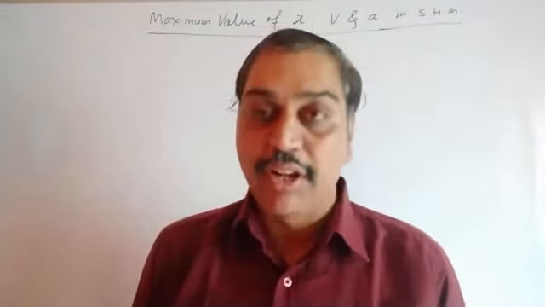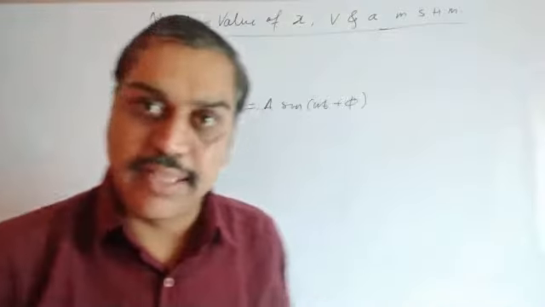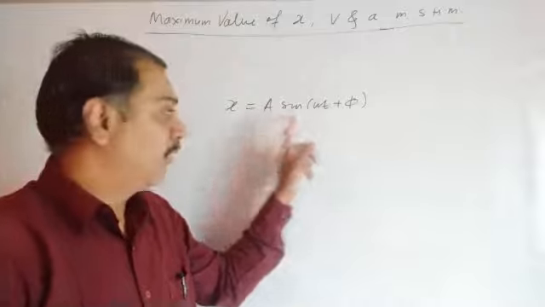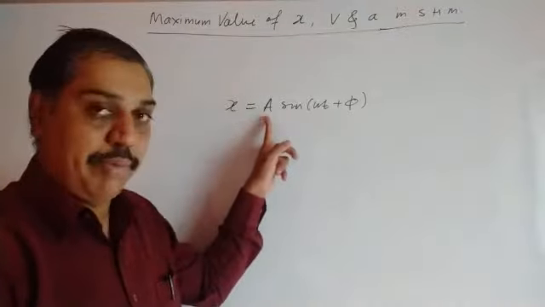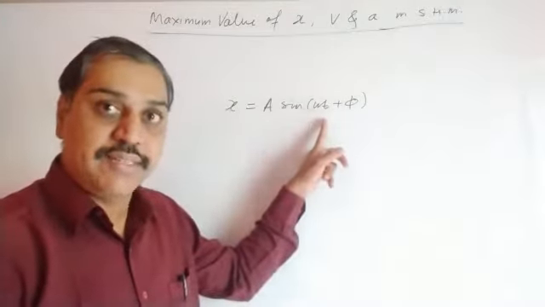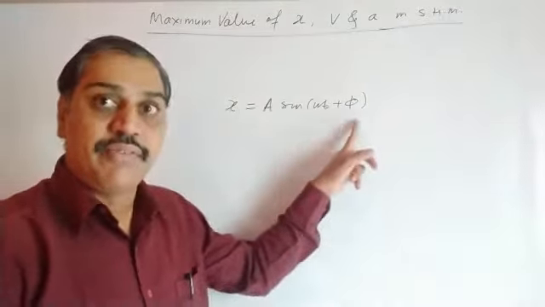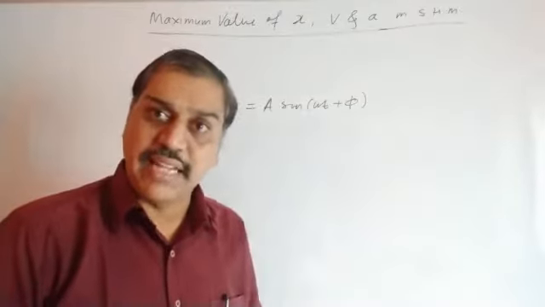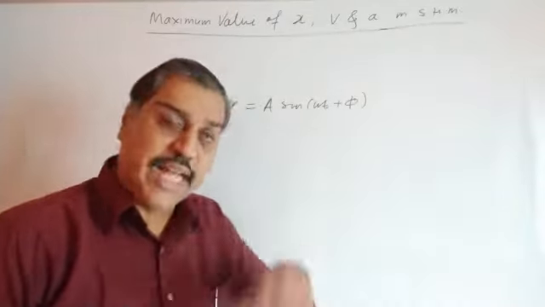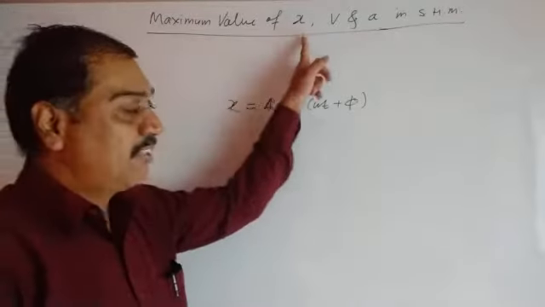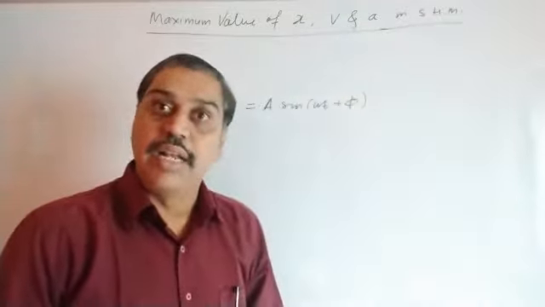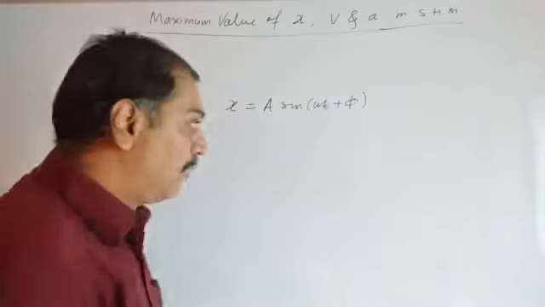Let us start with the general equation of displacement that we saw in the last part: x equals a sine of omega t plus phi. Here x is displacement, a is the amplitude, omega is angular frequency, t is time, and phi is the phase. Now we have to find the velocity and acceleration from this displacement first. Then we will see the maximum values of displacement, velocity and acceleration for a particle performing linear simple harmonic motion.